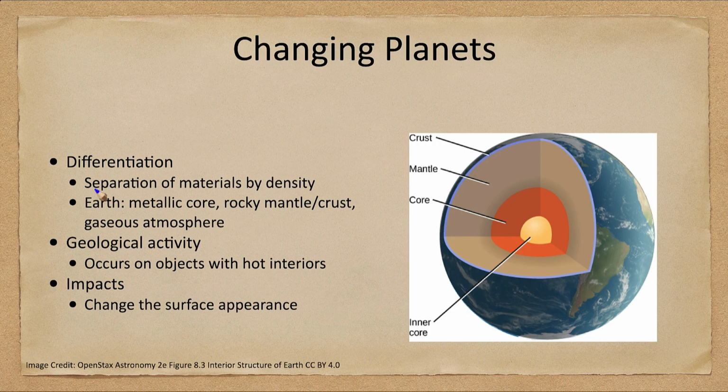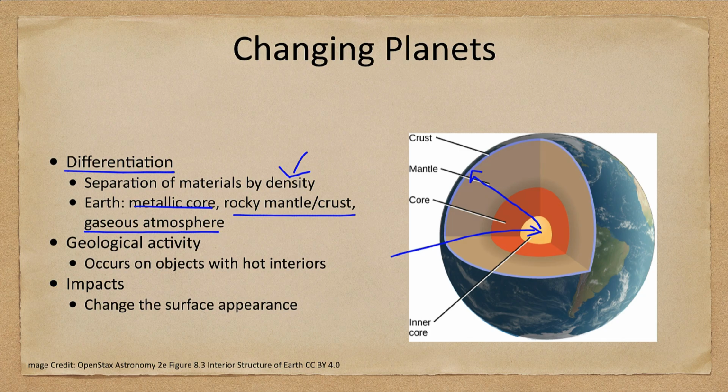Well, one way they change as they form is through differentiation. And this is a separation of material by density. What that means is that the densest objects fall down to the core, and the density will decrease as you move up toward the surface. So if we think about that in Earth, we have a metallic core, we have a rocky mantle and crust, and we have a gaseous atmosphere. So the very low density is the atmosphere surrounding us, the middle density rocky material within much of the Earth, and then the large core being the metallic, the densest material.